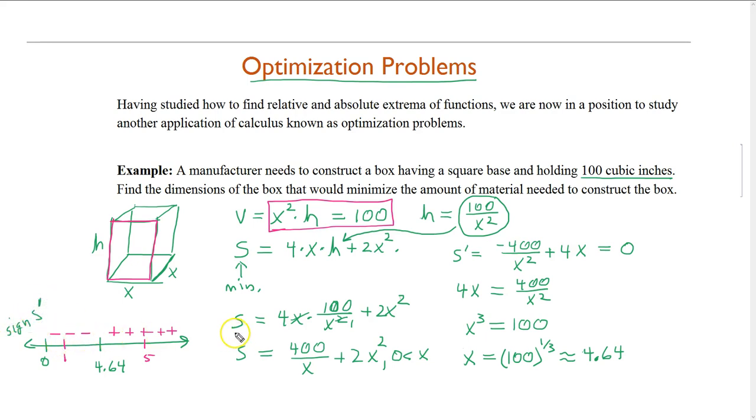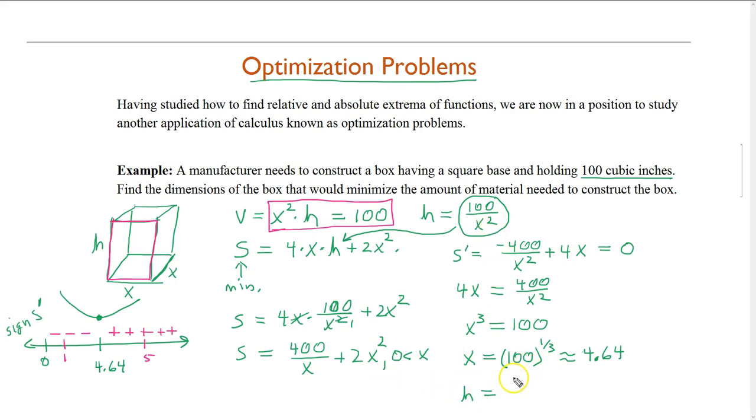And so this means that our function s is decreasing and then increasing. And so yes, at 4.64, or the cube root of 100, that's where s will have a minimum. So we found the x value, the dimension of our base, that will minimize the surface area. Now we just have to find the height h. Well, you just have to plug 100 to the 1/3 power in here for x and solve for h.